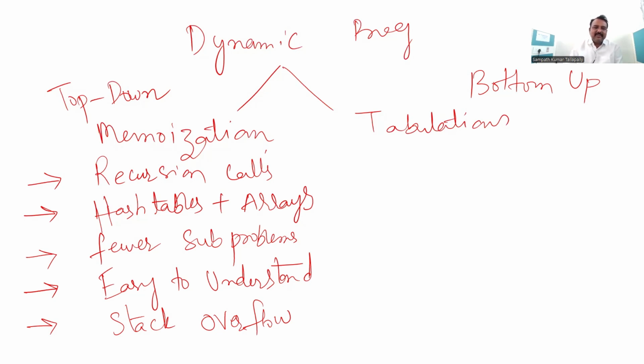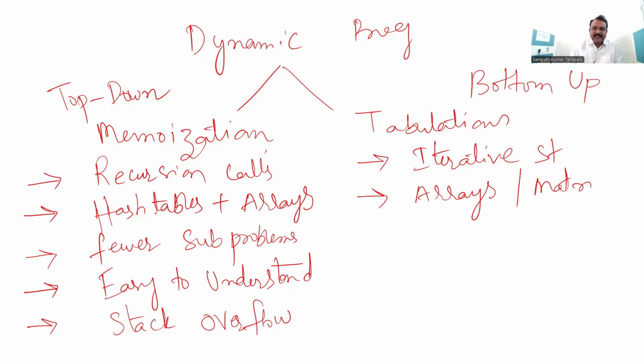Now, coming to the tabulation method, we can also implement the concept of dynamic programming using the tabulation method. When I use tabulation, we are going to use only iterative methods or iterative statements. And instead of using hash tables, we are going to use arrays, which are in the form of a matrix. So we are going to utilize these arrays, and these arrays should be in the form of a matrix where it is going to contain rows and columns also.